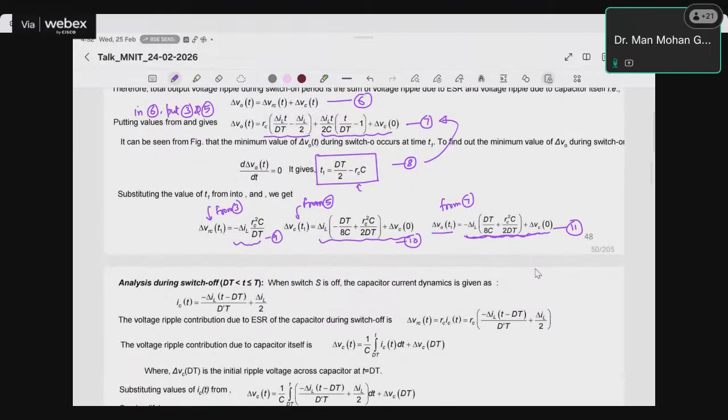Now similar analysis we will do when switch is off, because we want to get del V naught T2, right? So when switch is off, that is the period when T is between dt and T. So when switch is off, the capacitor current dynamics is given by, so we will see here, this is our capacitor current dynamics. Just I draw it here again.